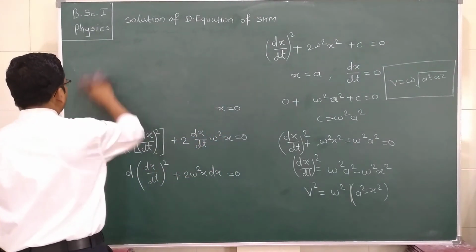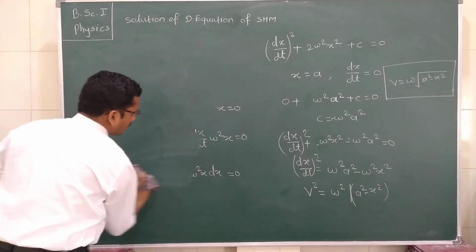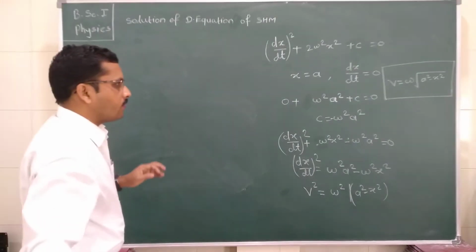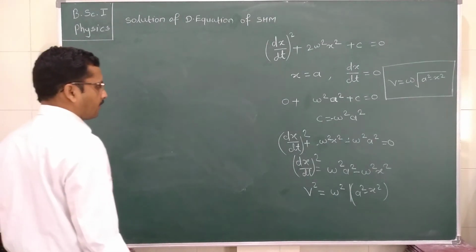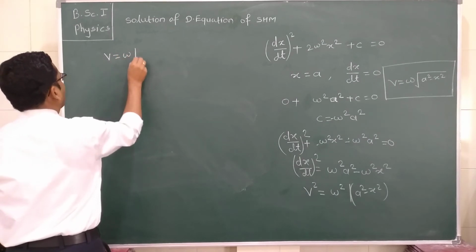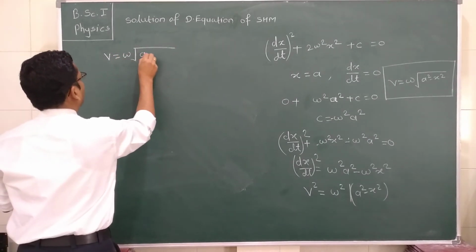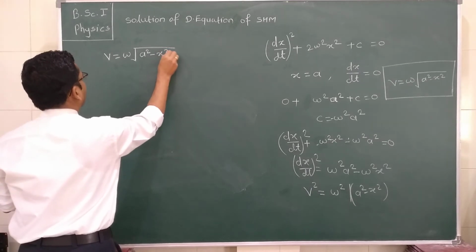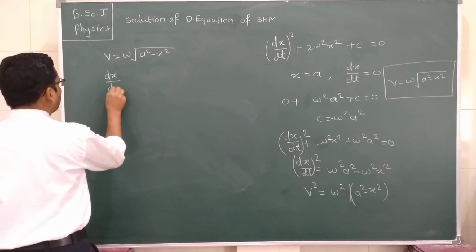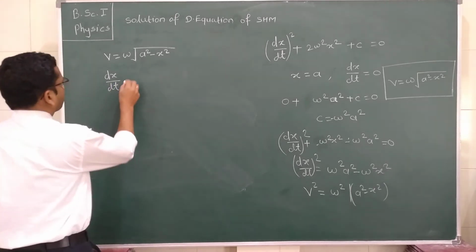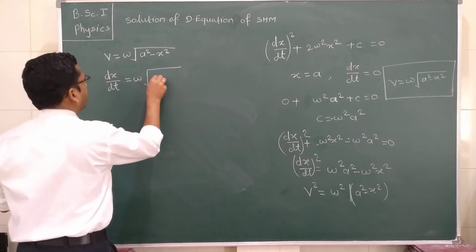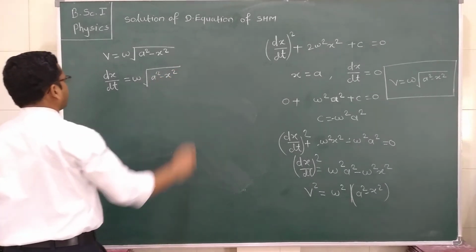The displacement of a particle can be calculated by using this equation: v is equal to omega under root a square minus x square. So this v is nothing but the rate of change of displacement, dx by dt, which is equal to omega under root a square minus x square.